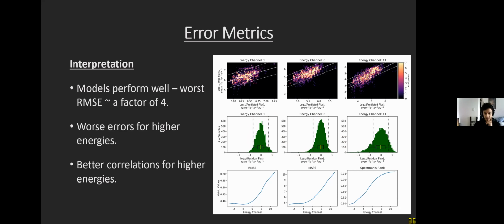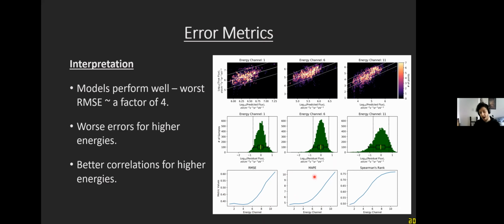And then to summarize how the performance goes across all of the energy channels, we can see that for the very lowest ones, we have pretty low RMSEs. These correspond to, I think, a factor of 2.5 error. And we can see that this gets worse with increasing energy channels. And up here, we're at about a factor of 4. So that summarizes what we saw over here. This is the mean absolute percentage error, which shows fundamentally similar results.